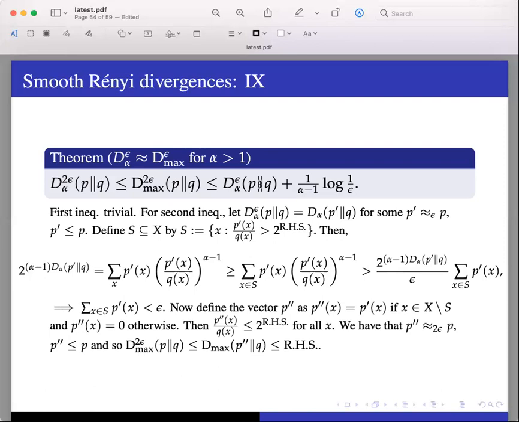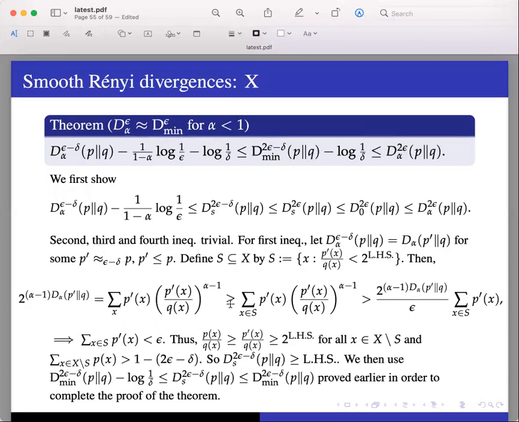So if you have to smooth D max, the only sensible thing is to do min, and because D alpha behaves like D max for alpha larger than 1, it is sensible to do min for them. That's the full meta argument. Okay. Any further questions?